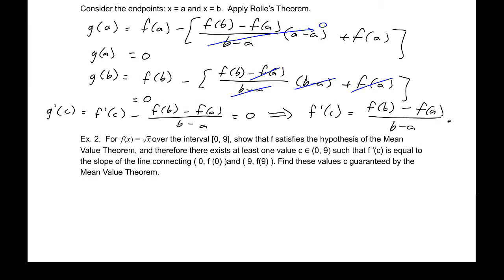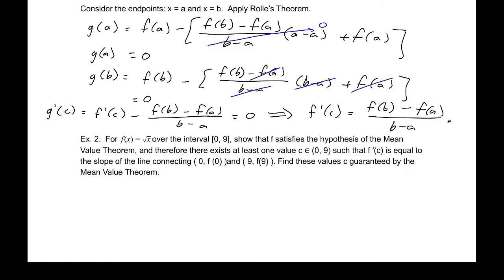For f of x equals the square root of x over the interval 0 to 9, show that f satisfies the hypotheses of the mean value theorem, and therefore there exists at least one value c in 0 to 9, such that f prime of c is equal to the slope of the line connecting those 2 points, 0, f of 0 and 9, f of 9. Find these values c guaranteed by the mean value theorem.